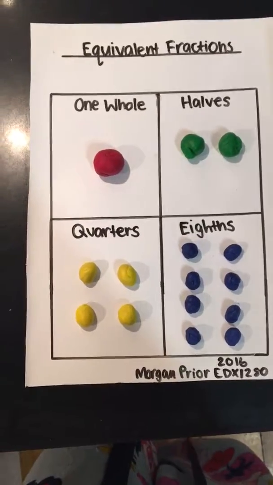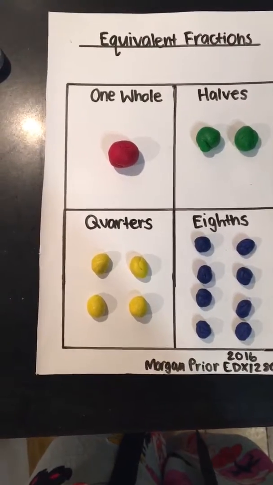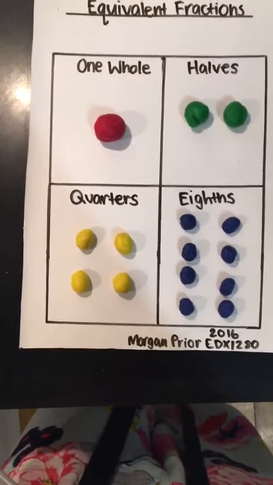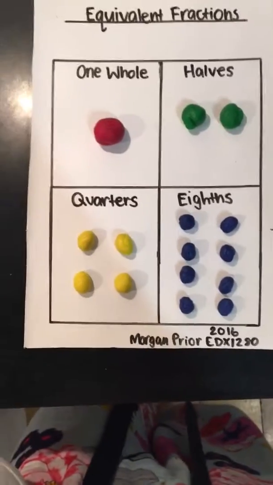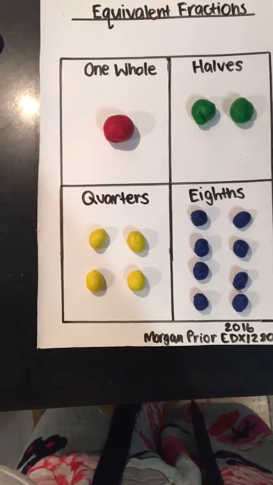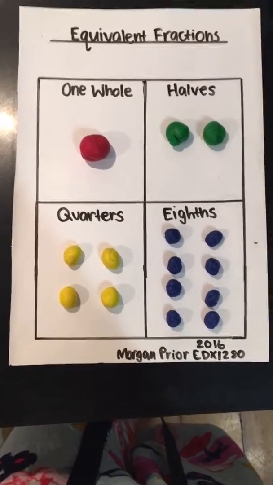Today we are looking at equivalent fractions. We know that a fraction is a part of a whole or less than one. But what is an equivalent fraction? Equivalent fractions are fractions that are the same size but represented differently.